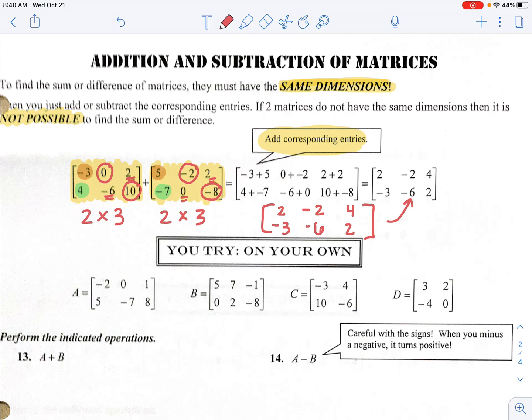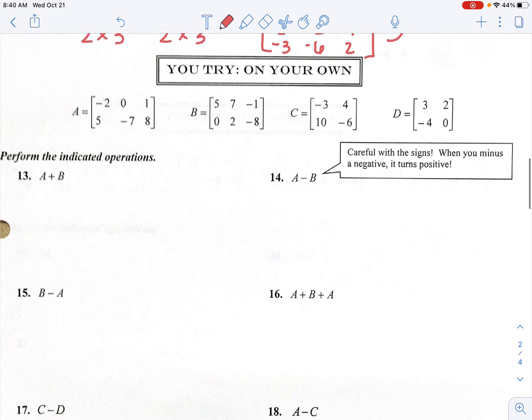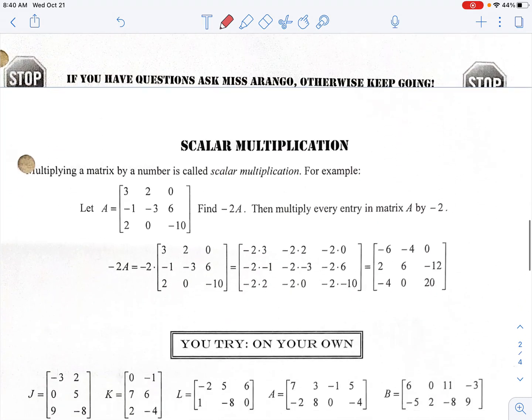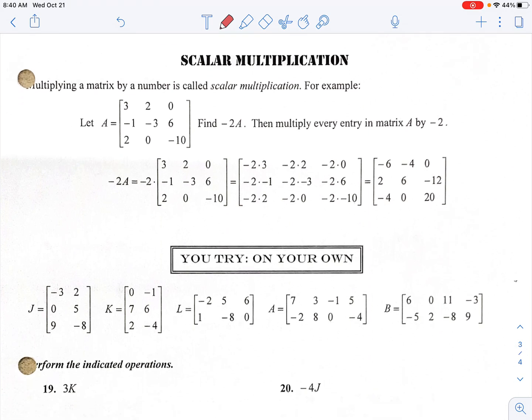And again, you can only do it if they have the same dimensions. So if you have a 2 by 3 and a 2 by 2, those don't go together. They're not the exact same dimensions. Now try these problems on your own and check the answer key.